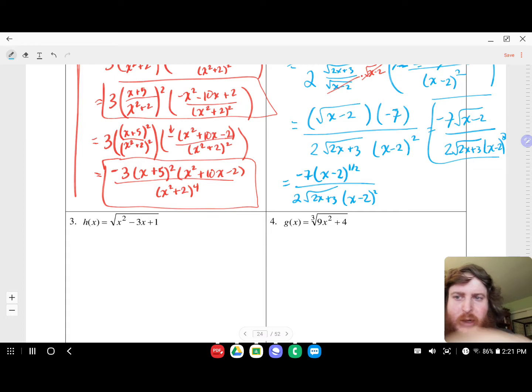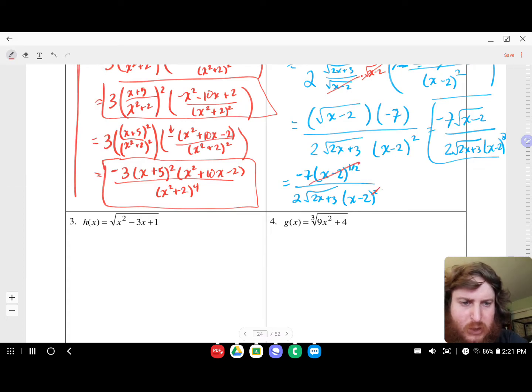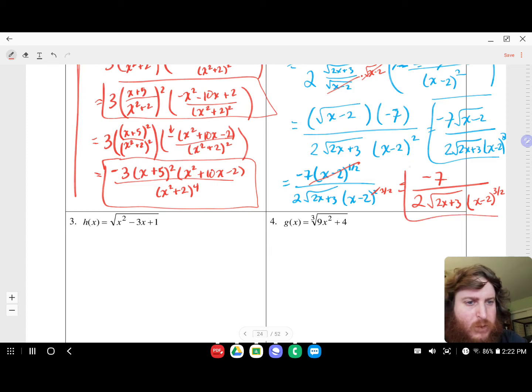So what we can do is we can cancel out a 1/2 power. So what happens is when we cancel out a 1/2 power, 2 is 4 over 2. 4 over 2 take away a 1/2 becomes 3/2. And so we end up with negative 7 divided by 2 square root of 2x plus 3 times x minus 2 to the 3/2. And that's kind of an even better answer, right? And we can leave it like that.